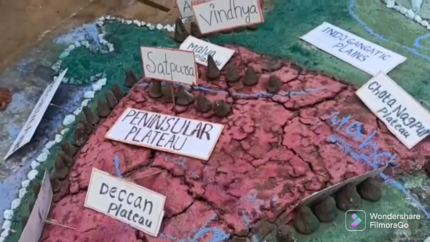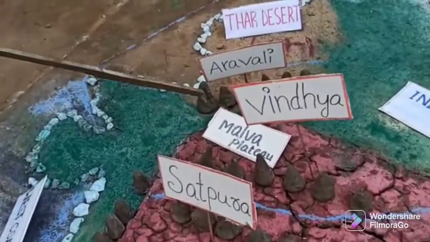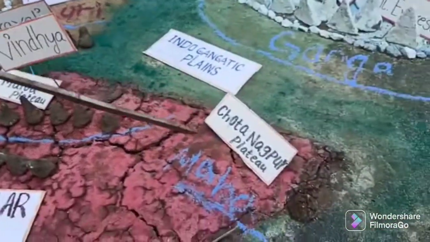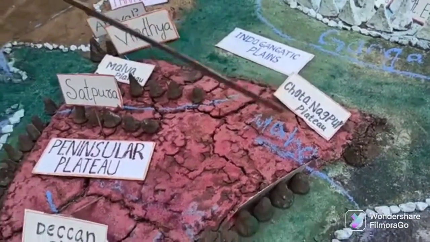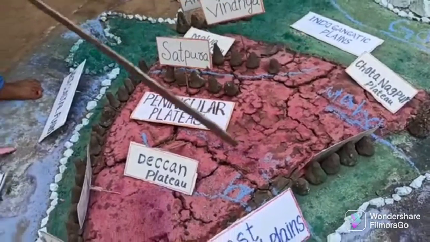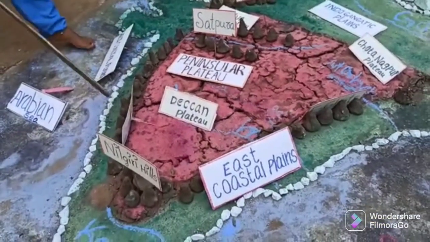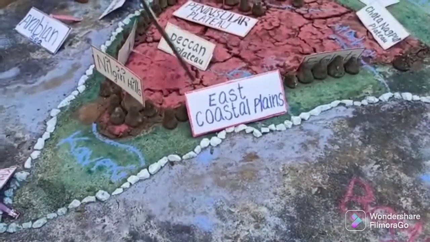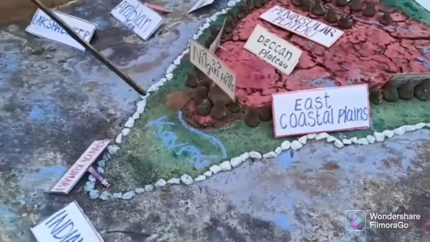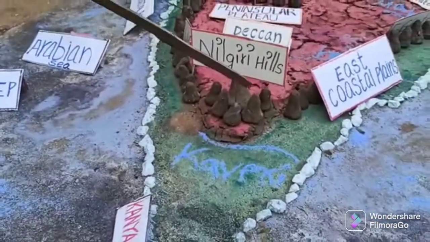The Central Highlands are divided into two parts: one is the Malwa Plateau, another is the Chota Nagpur Plateau. Chota Nagpur Plateau is rich in mineral resources. The Deccan Plateau is a triangular landmass. Western Ghats act as the western boundary. Eastern Ghats act as the eastern boundary. The famous hill station Ooty is located in the Nilgiris.